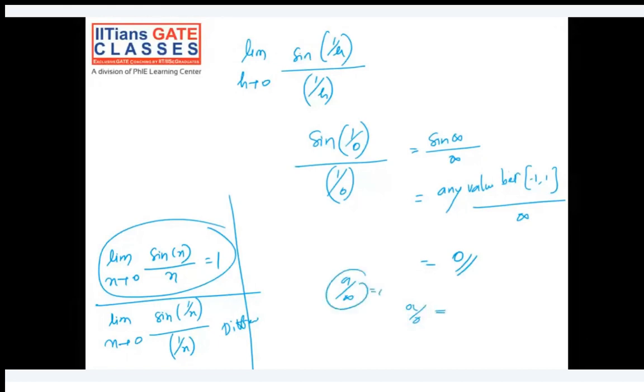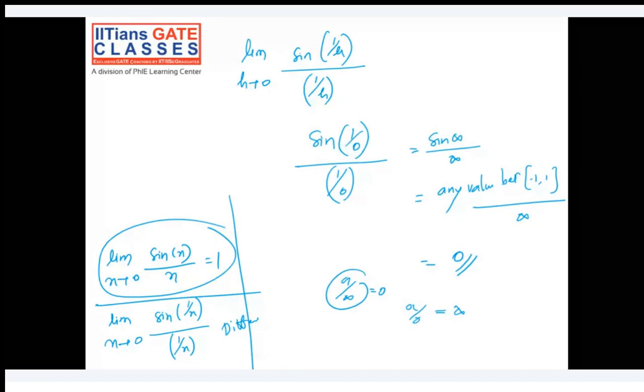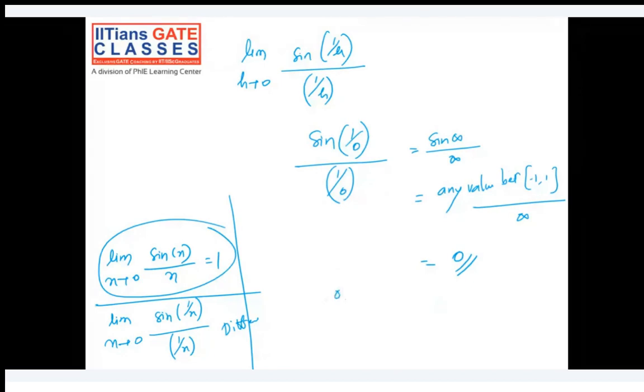So some limits are determinate, or we can easily find the answer, but some are indeterminate. Let's say while solving it, you get the limit in the 0 by 0 form or infinity by infinity form. In such cases, how we should deal with the problem, that is what we are going to study in the upcoming slides. Okay. Before we proceed, is this question clear to you all?